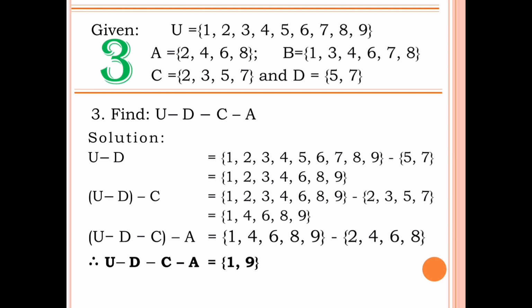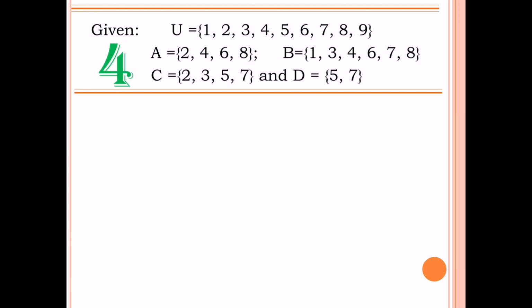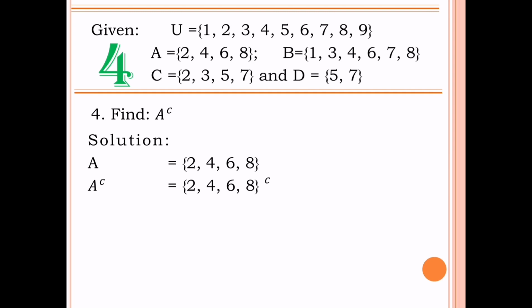Okay, so let's proceed with the last problem. The same given, but we're going to find the complement of A, the prime of A. When we say complement, from the root word to complete, basically we're going to look again at the universal set. This is how we're going to solve it. First, we need to bring down the set A for us to have a clear idea. Then after that, we're going to put the complement, and that looks like this. When we say complement, we're going to complete A, and of course our basis is the universal set.